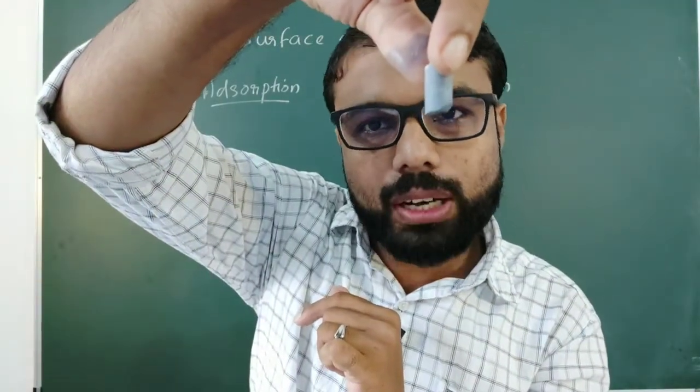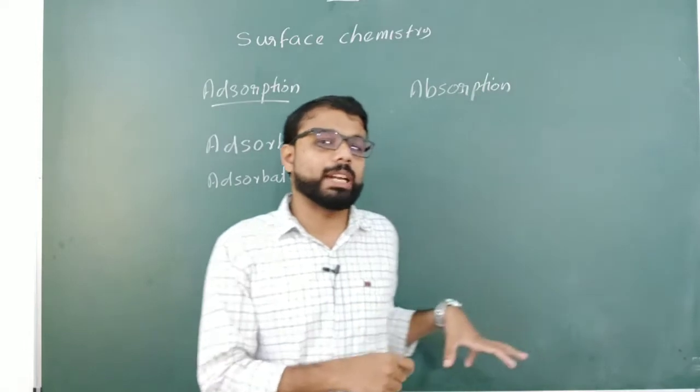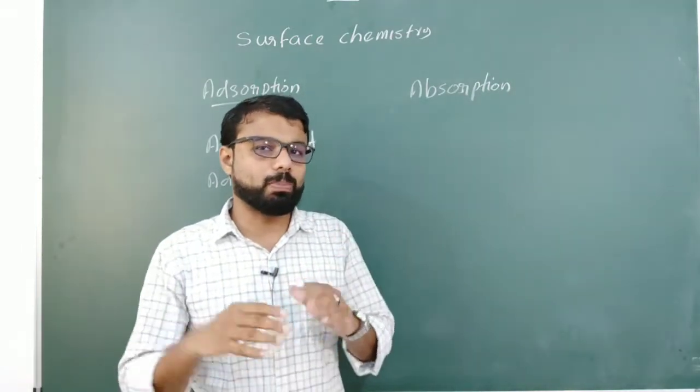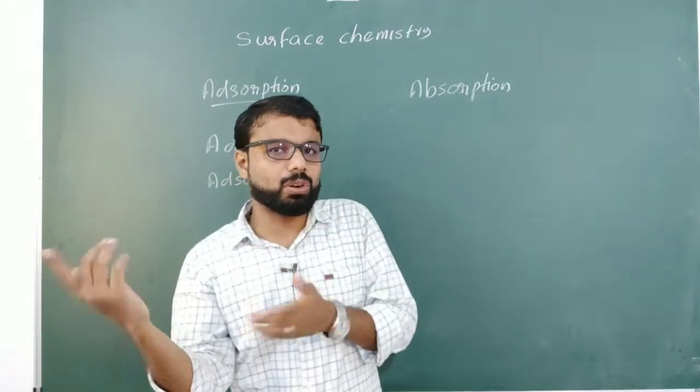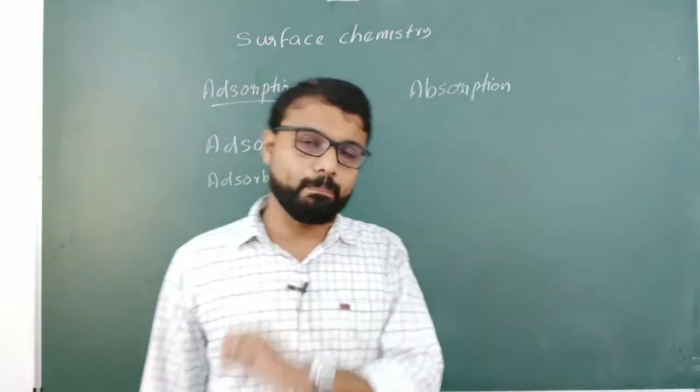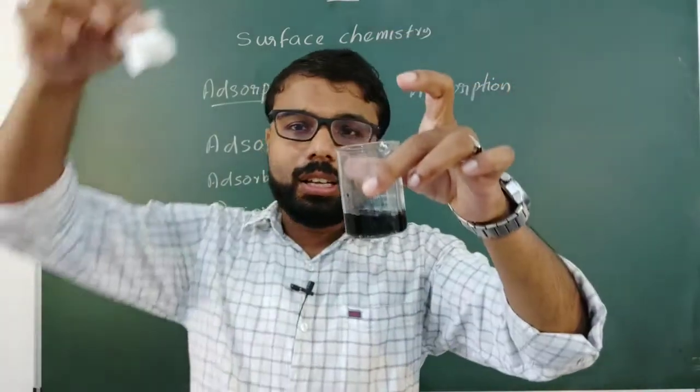Clear? So this is adsorption. In this particular example, chalk is the adsorbent. That ink that is getting adsorbed on the surface of the chalk is called the adsorbate.